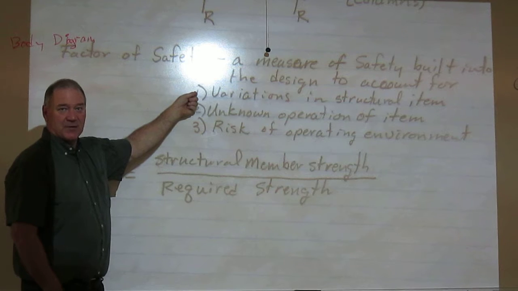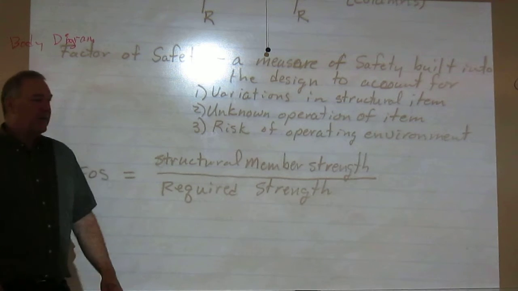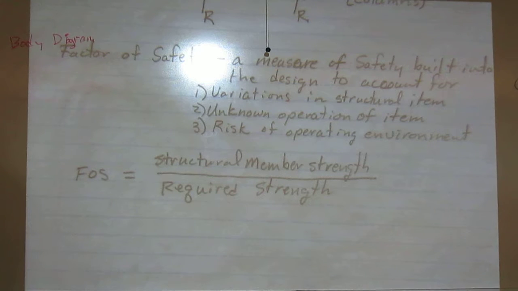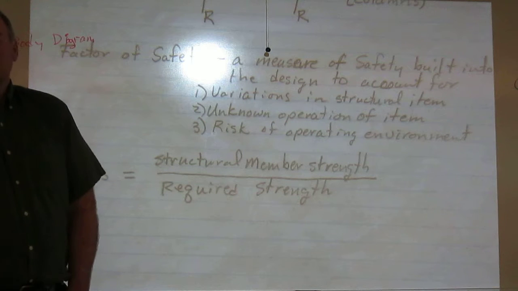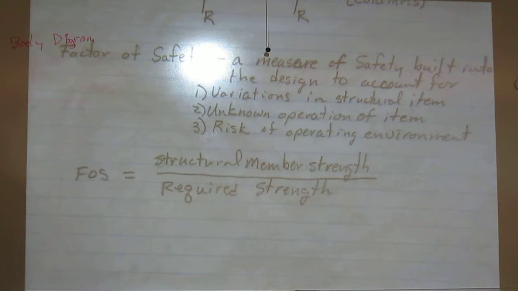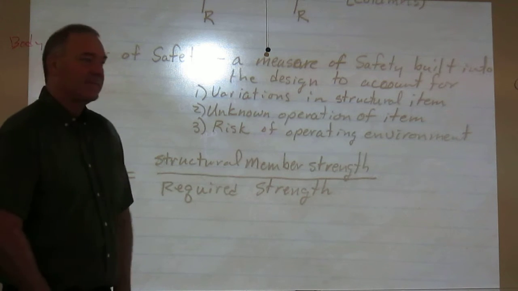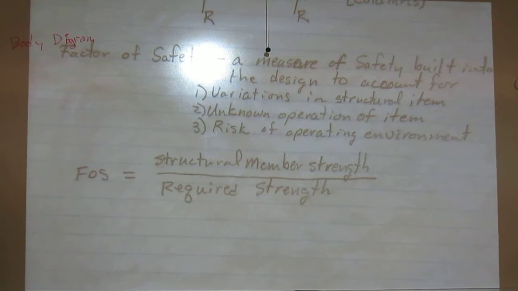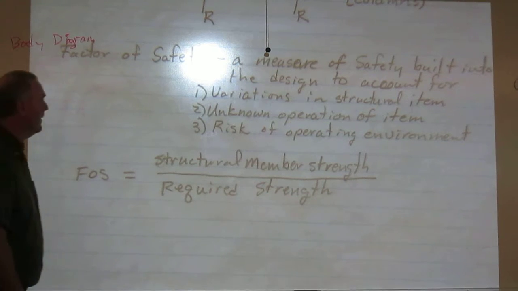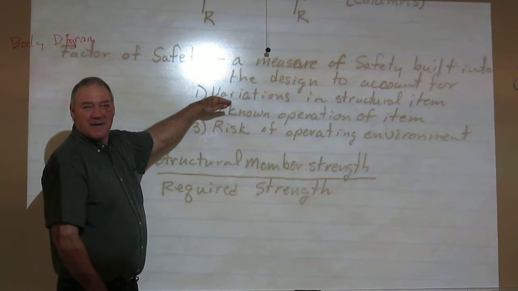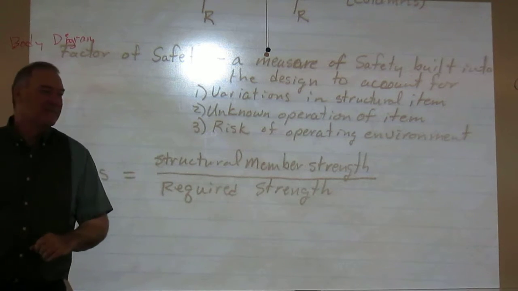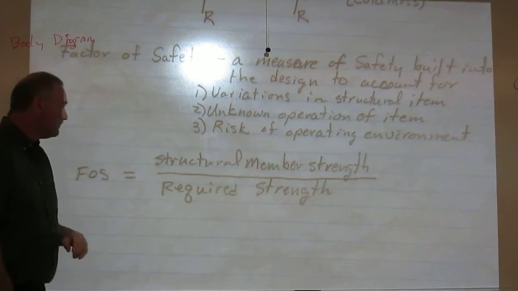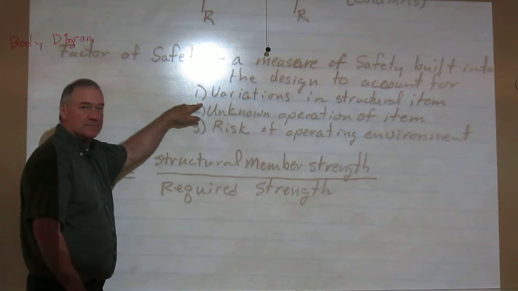One, variations in the structural item. Is every piece of concrete the same? No. Some might have a little bit more aggregate in it, some might have something else, right? The batch comes out of the batch plant a little different. Is every piece of steel the same? No. When they batch up one, they might have more carbon in one, more zinc in a different one, whatever the case might be. There's variations in this material. Wood, how many knots do you have in that board? Those are all variations.